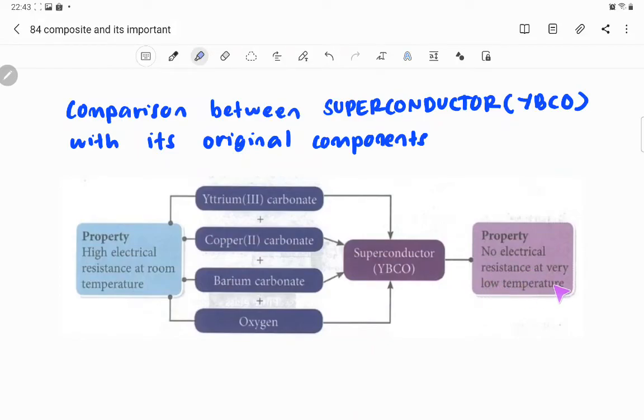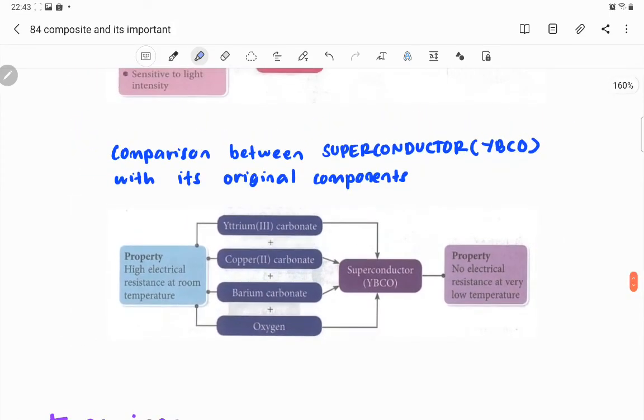low temperature. Okay, kalau kat sini room temperature kan, okay, dalam suhu 25, dia punya electrical resistance sangat tinggi, but bila dia jadi superconductor YBCO, dia punya property tu dah di-enhance kan. So, tidak ada lagi electrical resistance at a very low temperature. Maksudnya, even it's di bawah room temperature pun, no electrical resistance. Okay? Alright, so that's all untuk comparison between the superconductor with its original component.